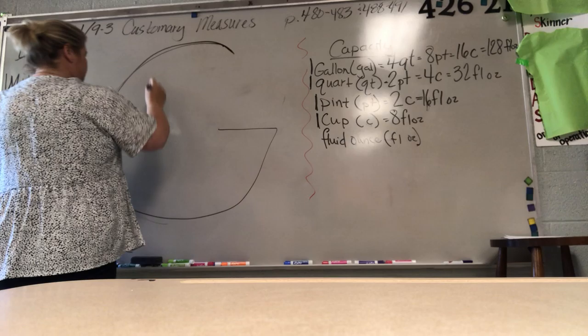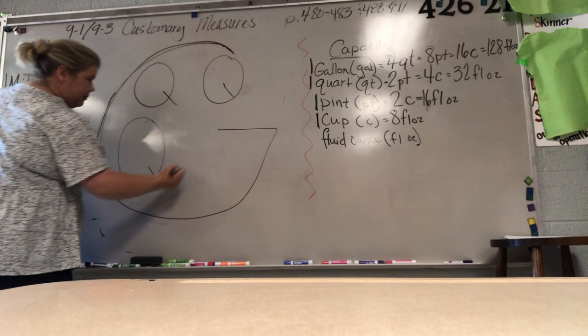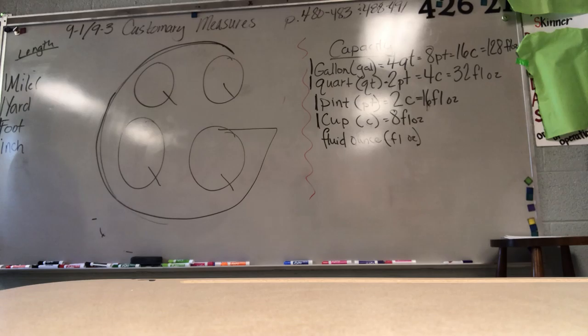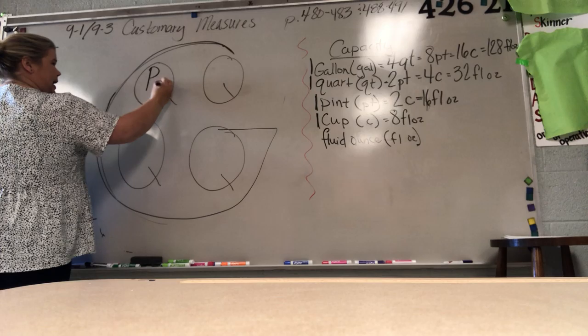There's 4 quarts in a gallon. How many pints are in a gallon? 2. 2 pints are in a gallon. Wait. All right, 2 pints are in a quart.